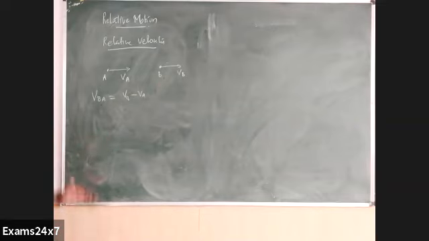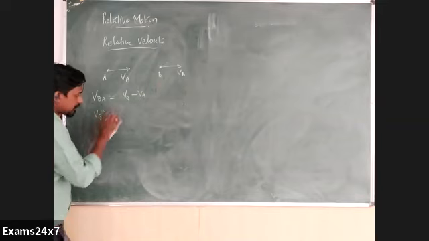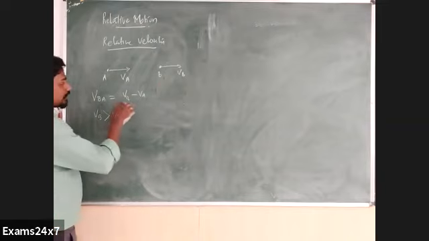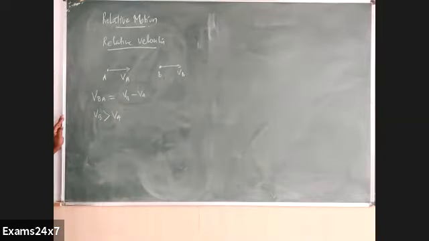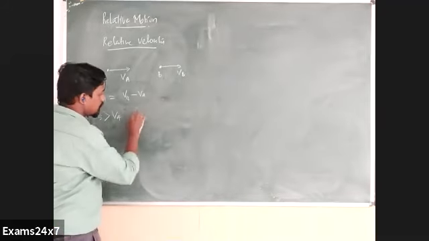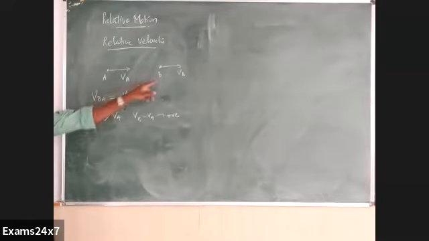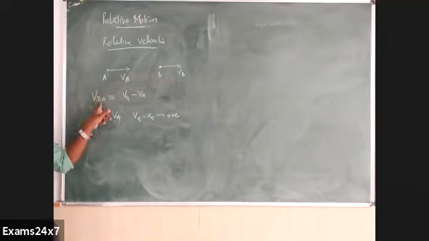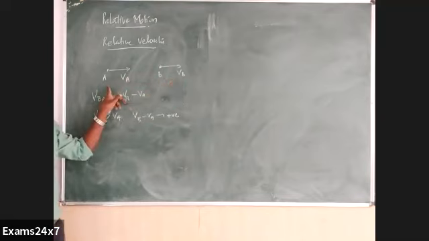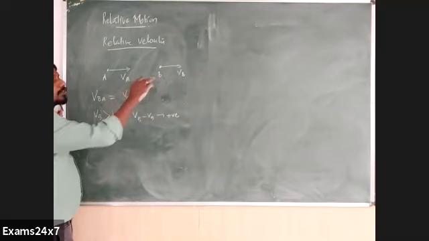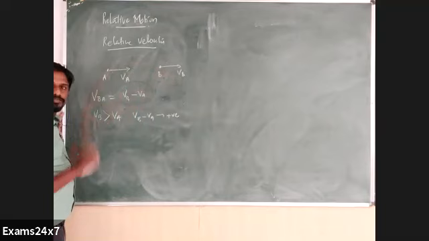Imagine the velocity of B is greater than the velocity of A. What will be the value of VB minus VA? It will be positive. For example, the velocity of B is 10 and the velocity of A is 5. What is VB minus VA? 5. Positive. Correct? In that case, the relative velocity will be positive.